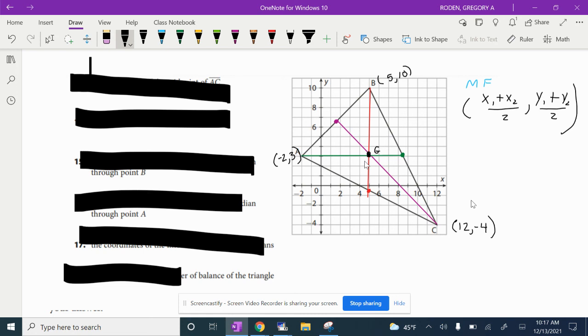So let me say this again because I didn't state the question very well. Do these medians bisect each other? That's another way to say it. Do these medians bisect each other, George? No. Why?